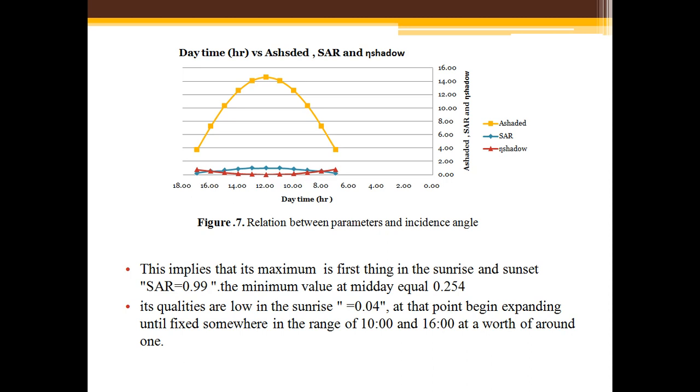The shading factor resulting from two consecutive rows of parabolic trough collectors varies in reverse completely with the shaded area rate, so its value is very low at sunrise. It equals 0.04, then starts increasing until it is fixed between 10 a.m. and 4 p.m. at a value of about 1, and then starts decreasing again until it reaches the value of 0.04 at the beginning of sunset.